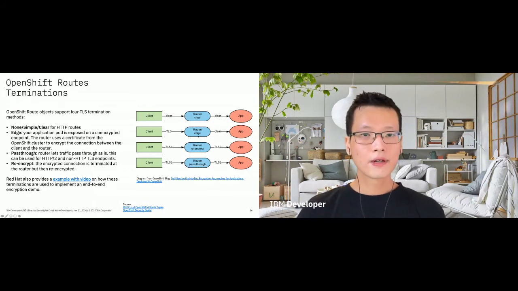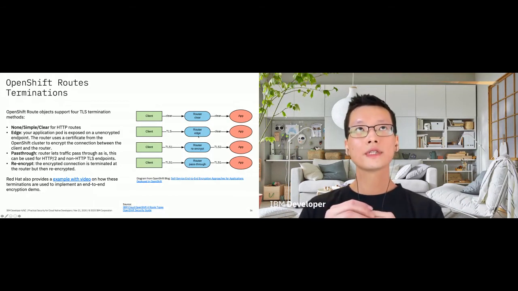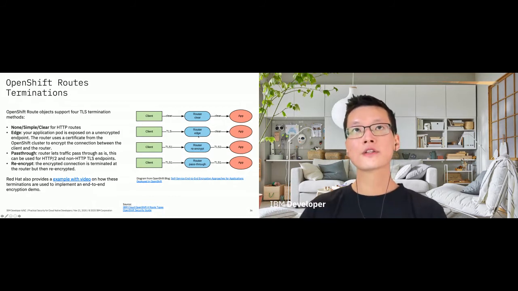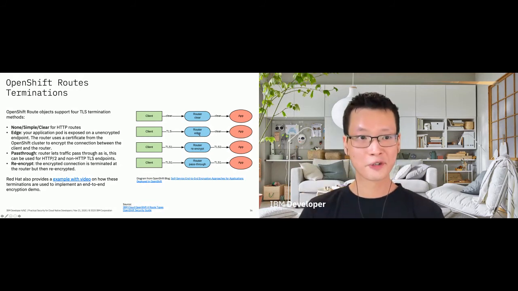And for OpenShift on IBM Cloud, they use the certificates that come with the OpenShift cluster, which are given to the cluster by IBM Cloud. So it's a trusted certificate. Your client is going to see a green lock on the browser, as an example.